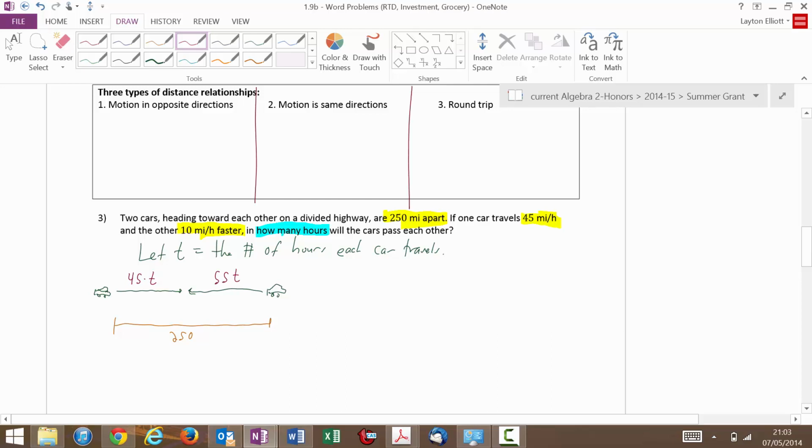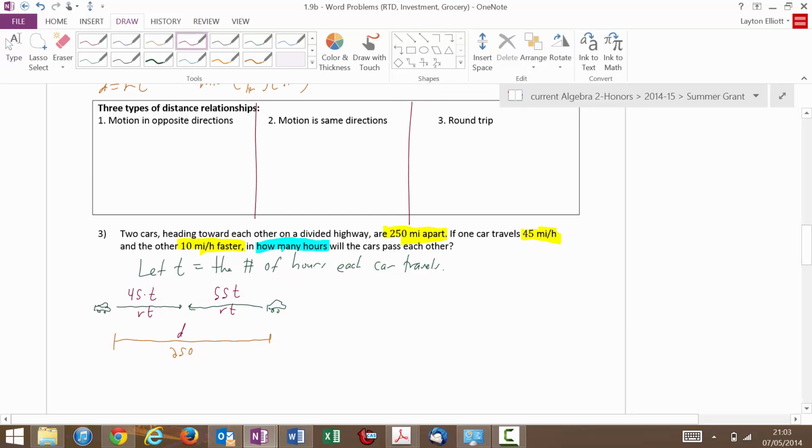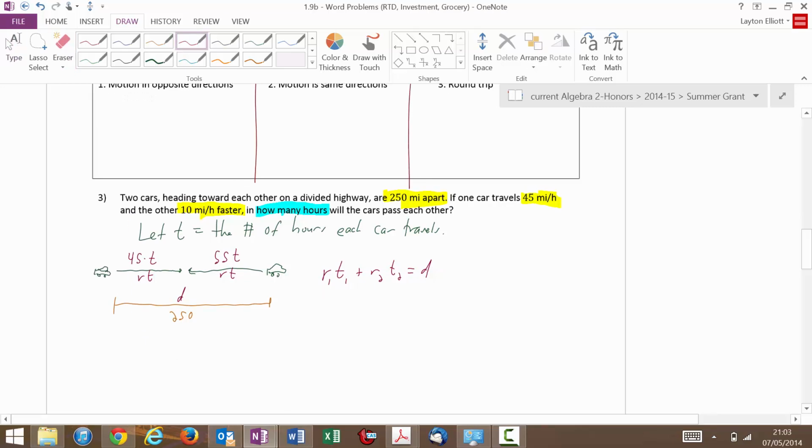So one rate times time is 45t, one other rate times time is 55t, and this one we don't represent with a rate times time, that's a distance. But distance is equal to rate times time. So I essentially have rate 1 time 1 plus rate 2 time 2 is equal to total distance here. But really that equation is somewhat unnecessary. I'll leave it there. We just want to sort of sketch this out.